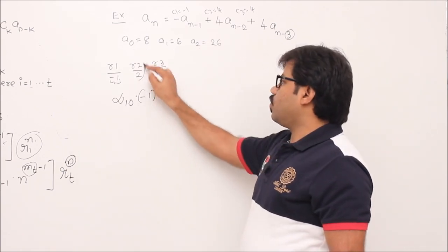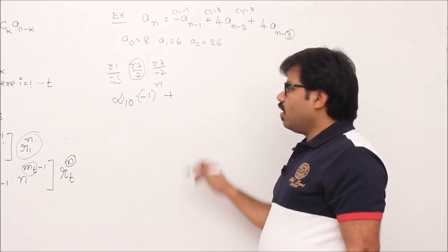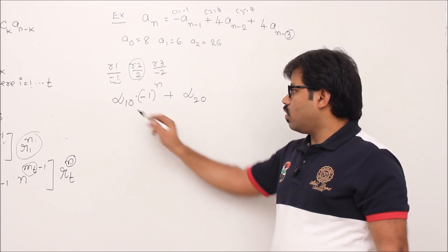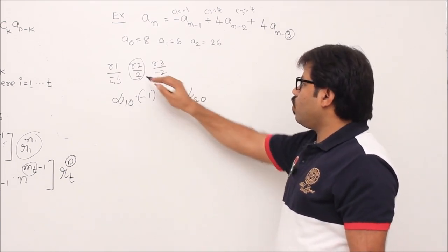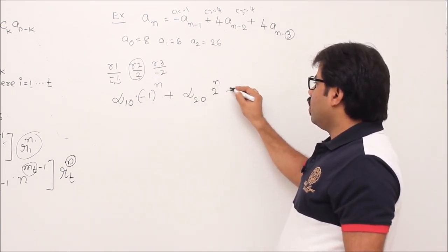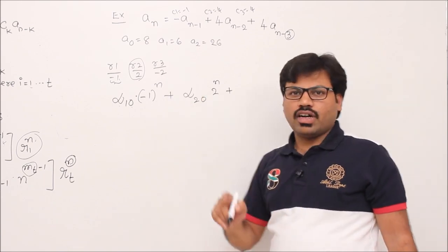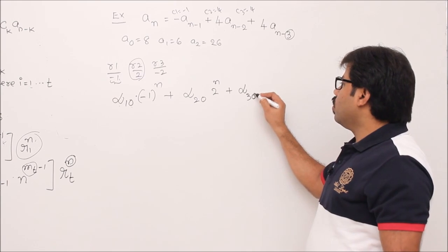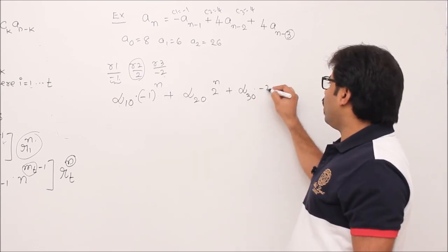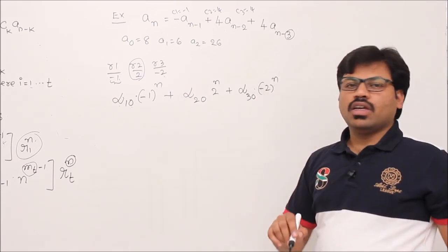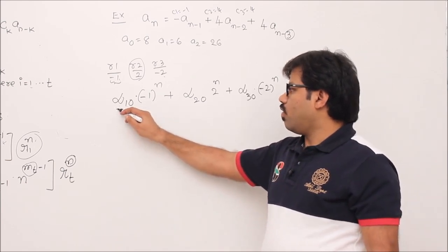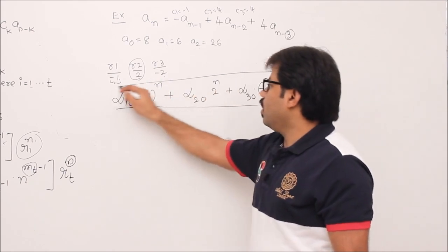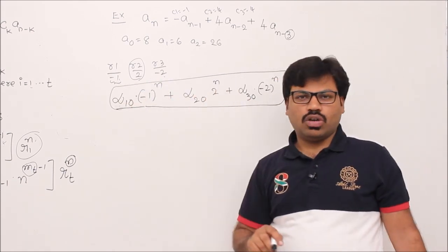So let's write for this one. Same expression we write, but the variable name is alpha 2 0, so alpha 2 0 into root power n, 2 to the power of n. Since the third root is also repeated only one time, you get only one variable, that is alpha 3 0 into minus 2 whole power n according to the formula. Then the final answer is alpha 1 0 into minus 1 whole power n plus alpha 2 0 into 2 power n plus alpha 3 0 into minus 2 whole power n.